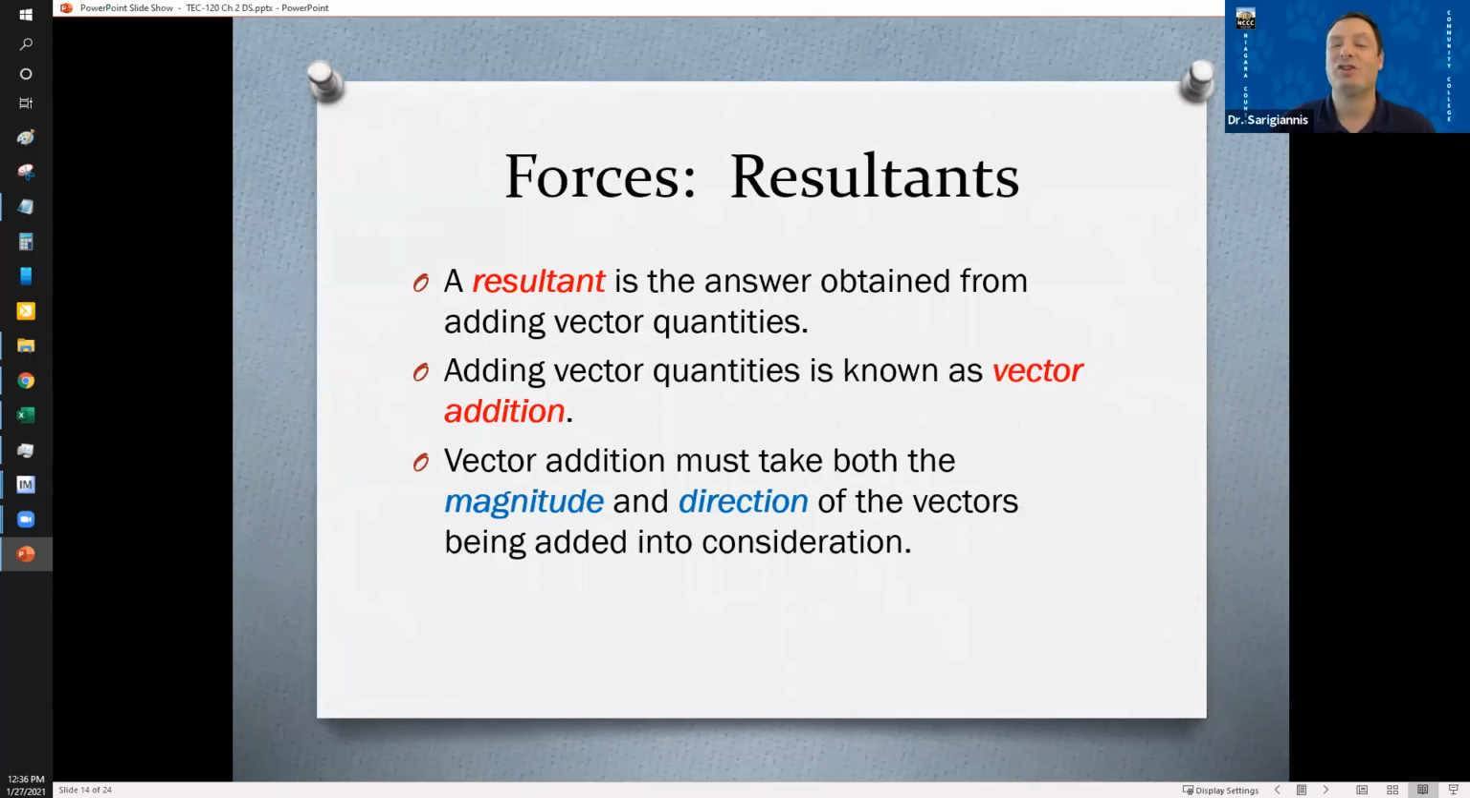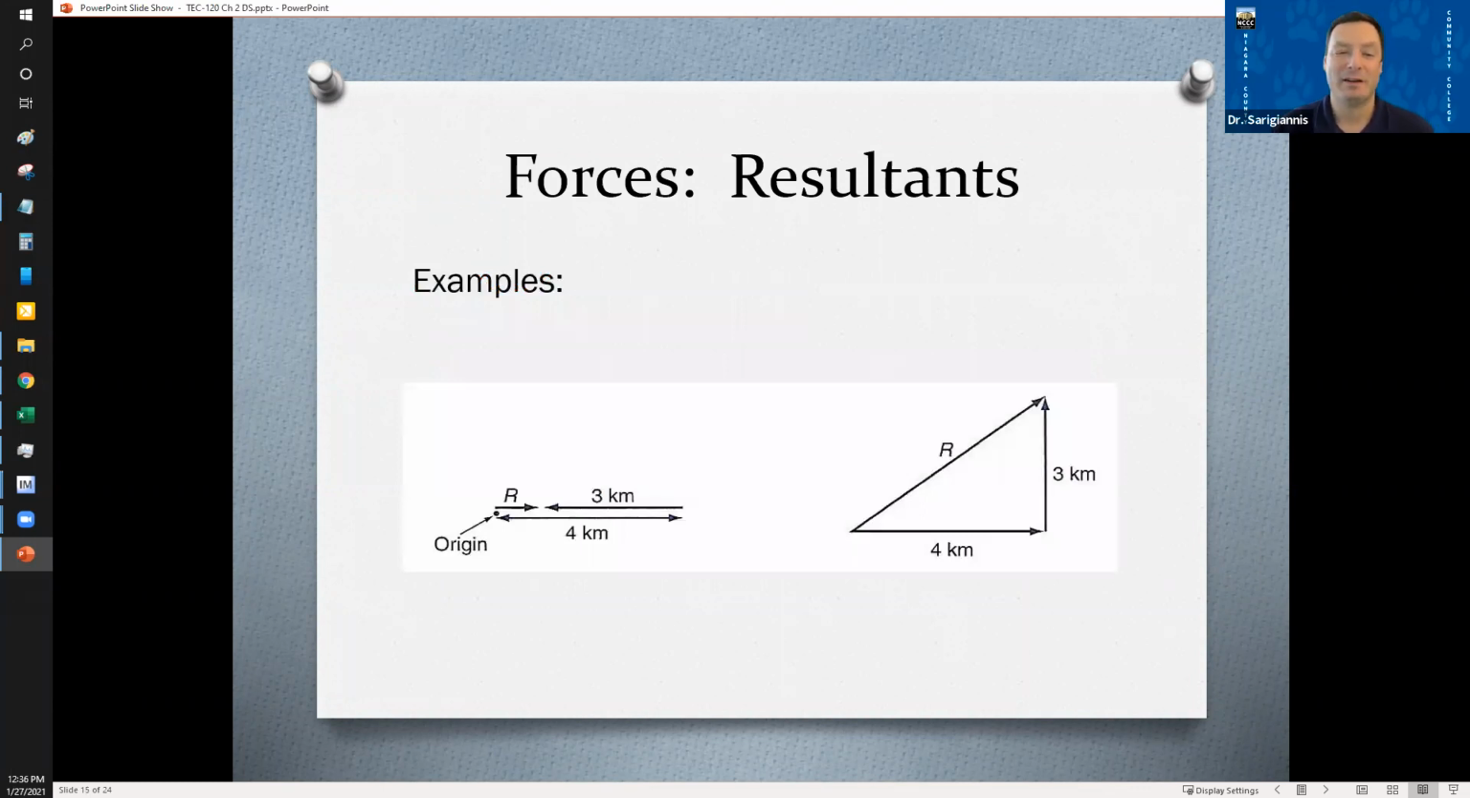Vector addition takes into account both magnitude and direction. So you could have forces that are acting in opposite directions. Here's an example. Here you've got an origin. This is a resultant. This is a double-sided arrow. It should be pointing, I guess, this way. So you go 4 kilometers this way, and then you go 3 kilometers back. The resultant displacement is this, 1 kilometer. I've got to fix this drawing.